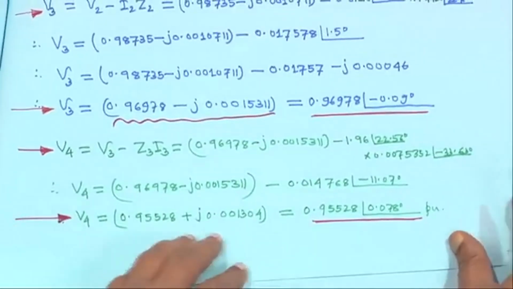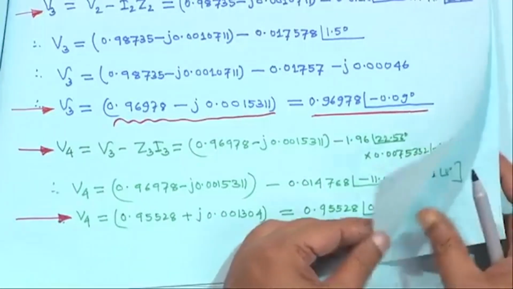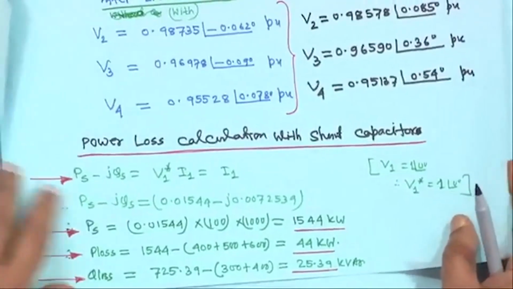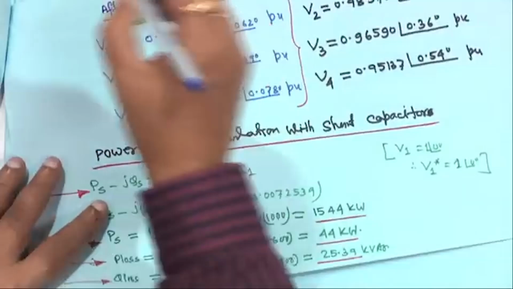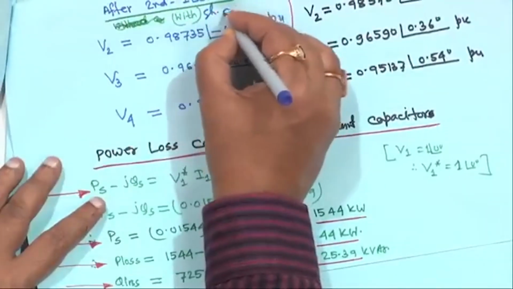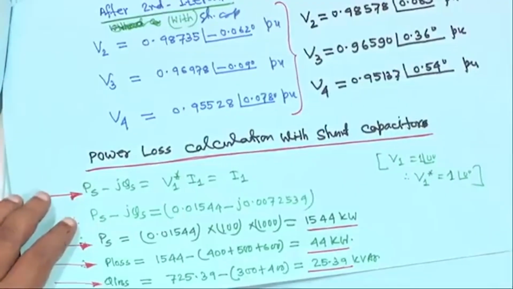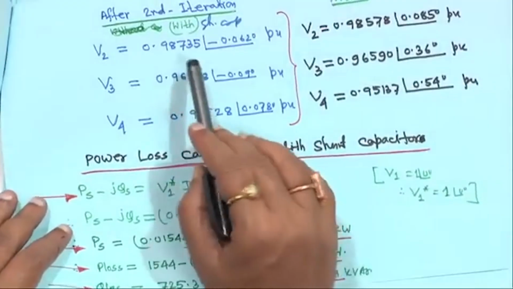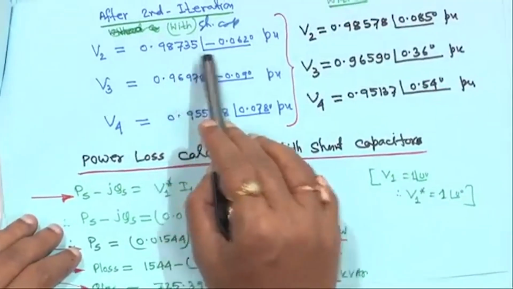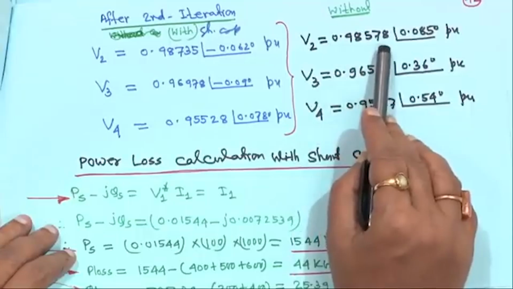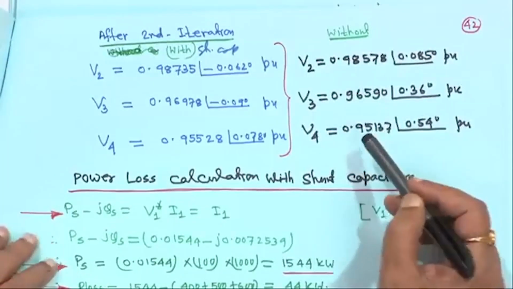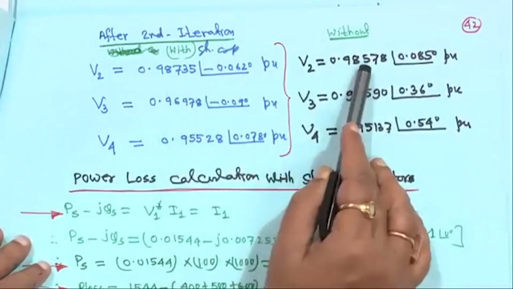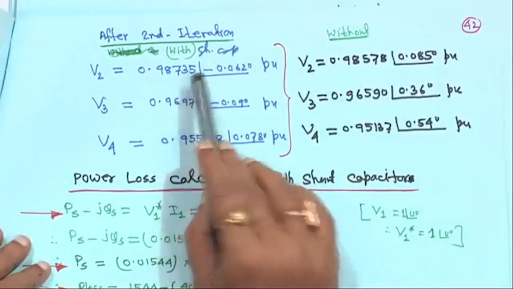So, this is only when you are taking capacitors. Therefore, just see the comparison. This is after second iteration, this is with shunt capacitor. So, after second iteration V2 is 0.98735, here it is 0.98578. So, there is a slight improvement, because it is a small system. So, voltage improvement is here because it is 578, it is 735.